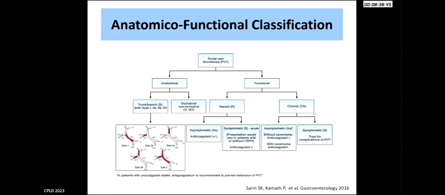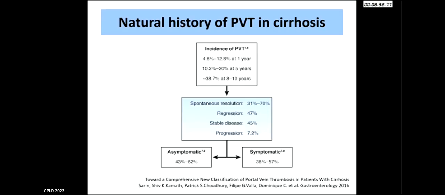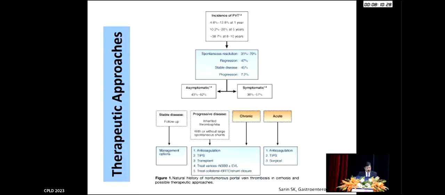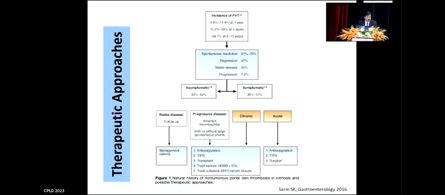So I'm not going to go into details. Anybody interested can read this excellent article in Gastroenterology. But yes, as hepatologists, it is important for us to know because this also gives us a flow of the natural history of portal vein thrombosis in cirrhotics, where despite PVT being there, there is a chance of spontaneous resolution in 31 to 70%, regression, stable disease, and progression in about 7 to 10% of patients. And then we have a group which is asymptomatic or a symptomatic group. So why is this needed? Because this sort of algorithm allows us to decide a therapeutic approach to these patients. I'll come to this slide in a later part of the presentation, which says how you tackle these patients and how you approach this portal vein thrombosis.